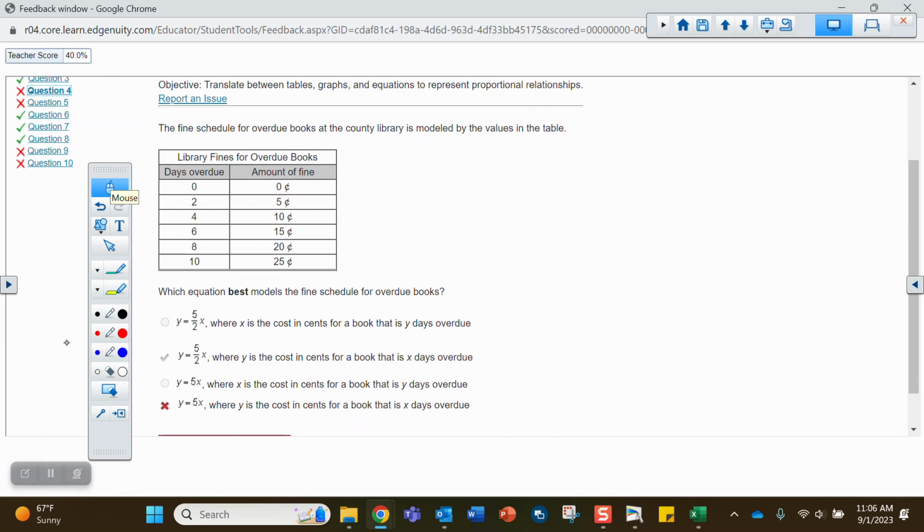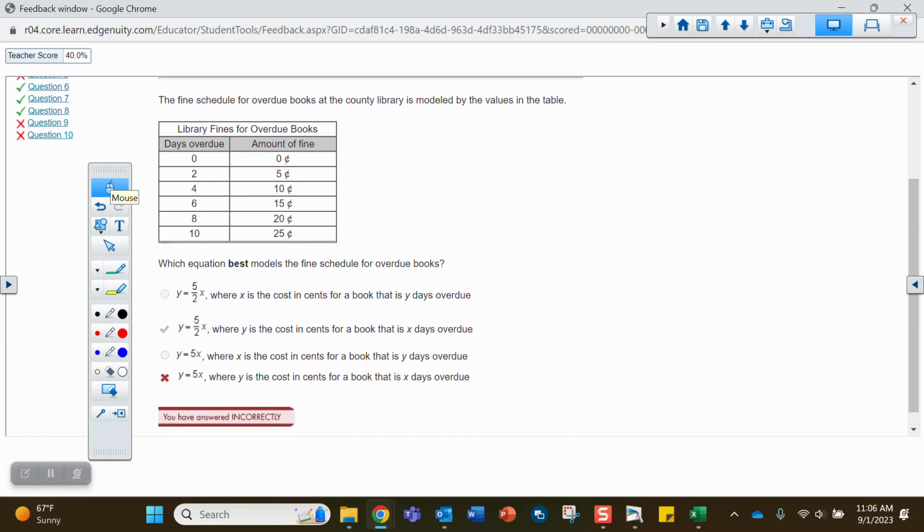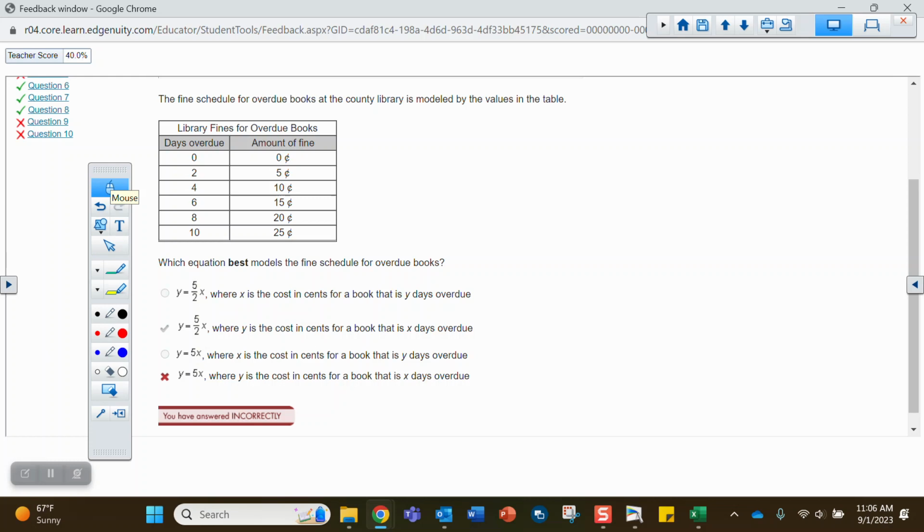Question 4, the fine schedule for overdue books at the library is modeled by the values in the table. Which equation best models? So again, it's going to be y equals kx. We find k by dividing y over x in a table. X is always the first column, y is the second column. So you can do it in any order here. You can take any one of these.